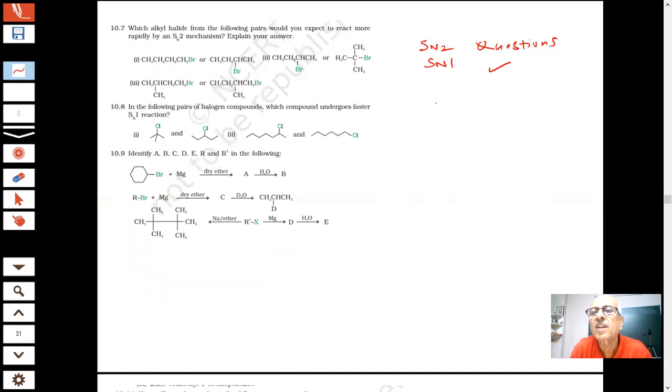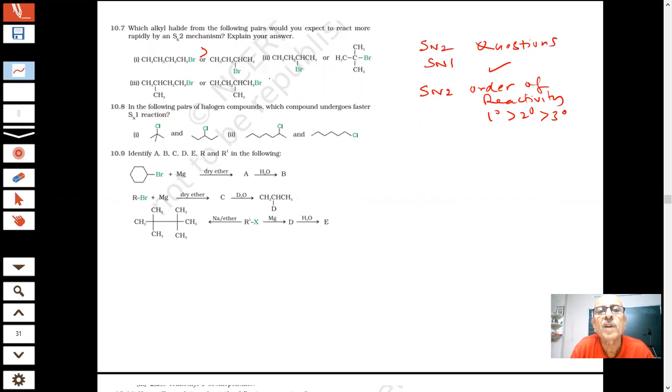What is the order of reactivity of SN2? 1 degree, 2 degree, 3 degree. The order of reactivity should be known to us. Then which is faster, this one or this one? First one is faster. This is 1 degree, this is 2 degree.